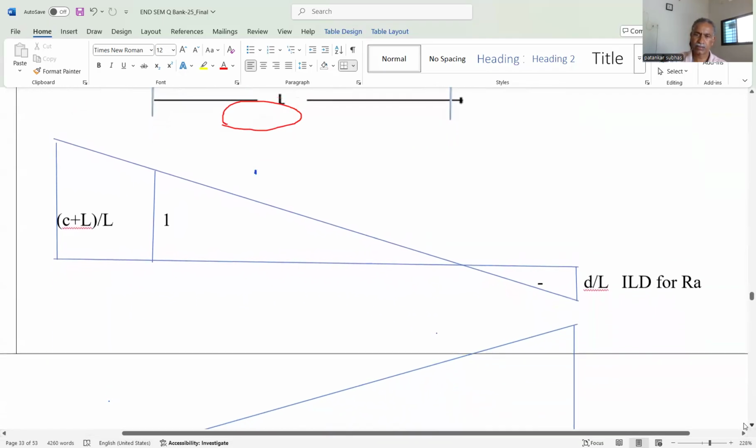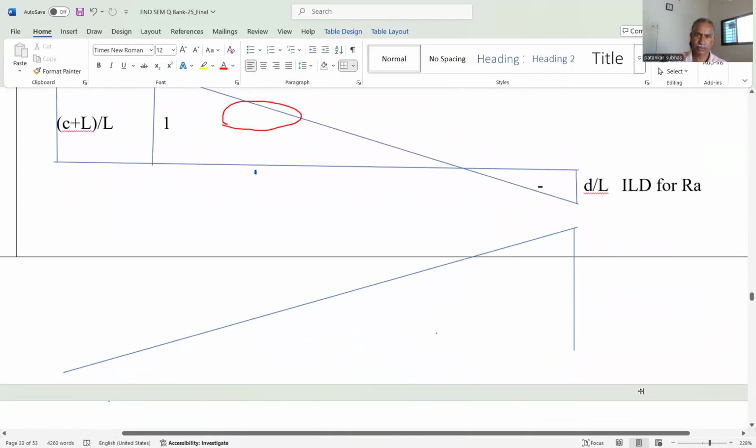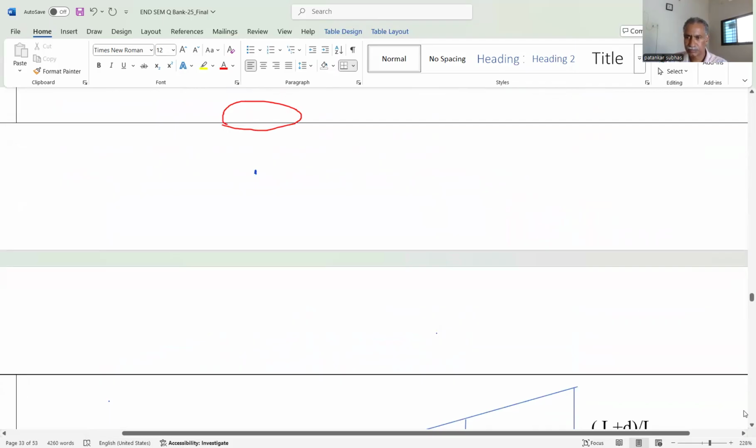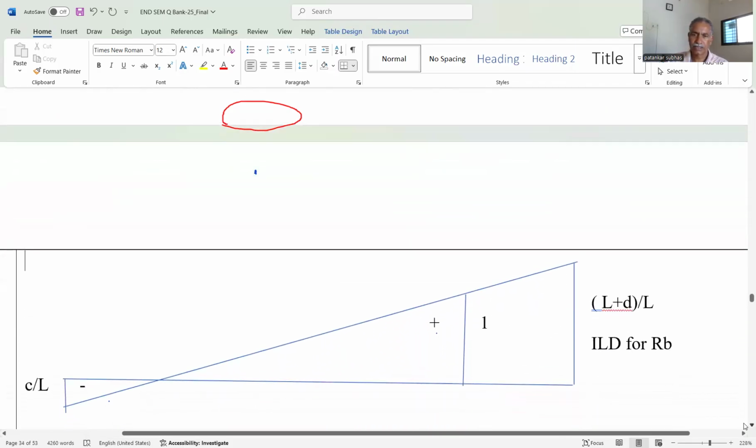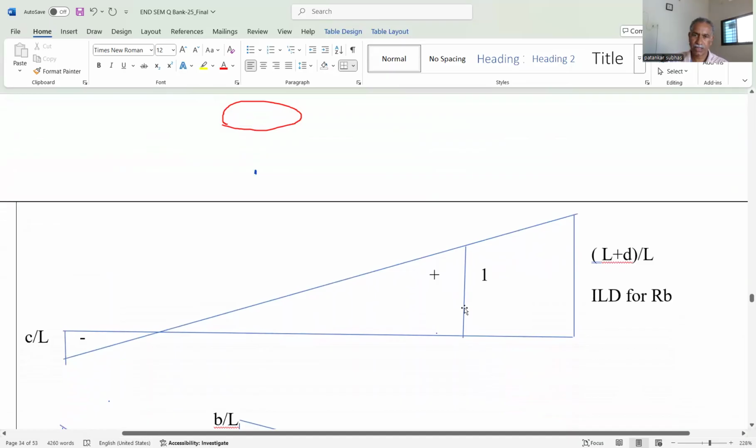Similarly, for reaction at support B, repeat the same procedure. We have considered the same procedure. Here also 1 kilonewton at RB and 0, and then extend the slope beyond the support A and beyond the support B. This is also L plus D divided by L because it is bigger one, and this is C divided by L, and we can find out the reactions.